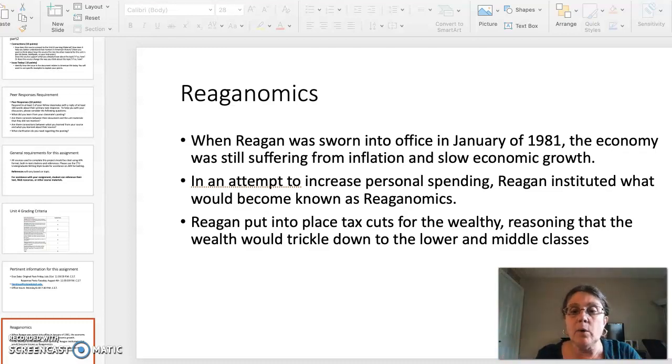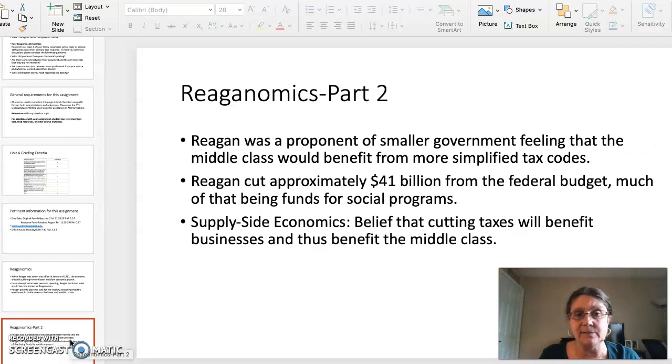Basically, the cornerstone of Reaganomics is the belief that if you cut taxes for the wealthy, the wealth will trickle down to the lower and middle classes. So, really, to gauge the success of Reaganomics, you have to look at how the lower and middle classes fared during that time. Reagan was very much a big fan of smaller government, so he felt that the middle class would be benefited by simpler tax codes. He cut about $41 billion from the federal budget, much of that being funds for social programs.